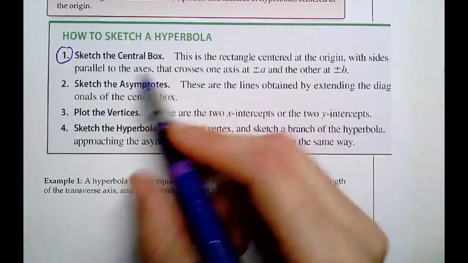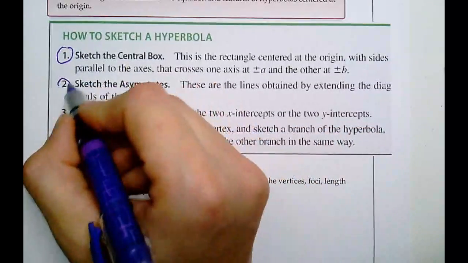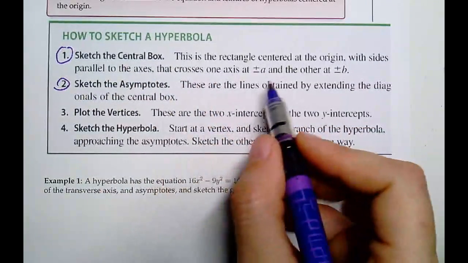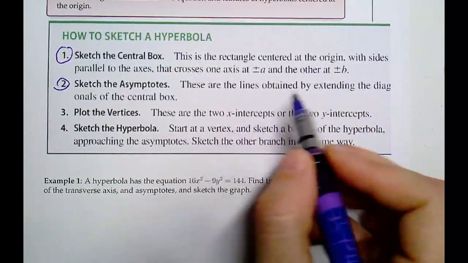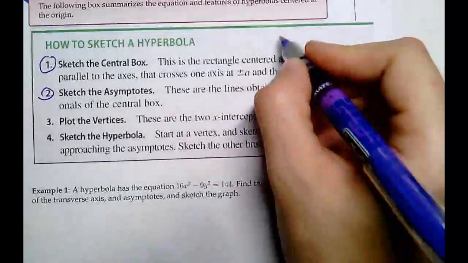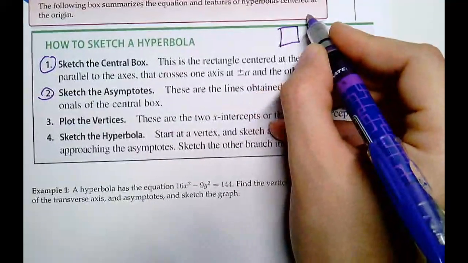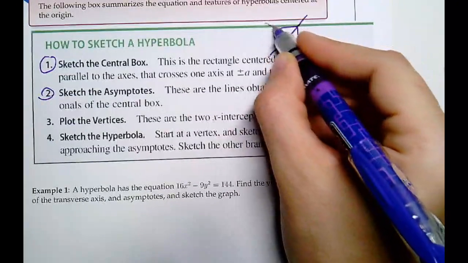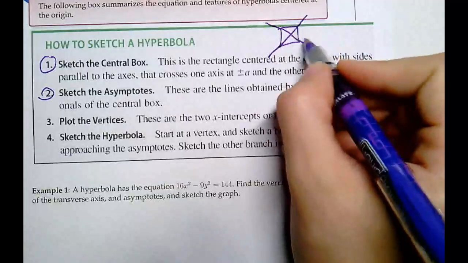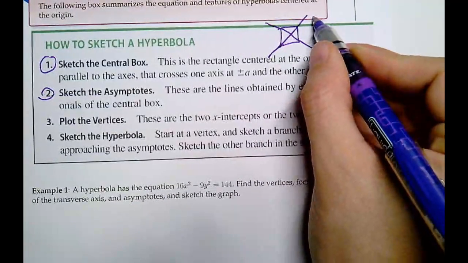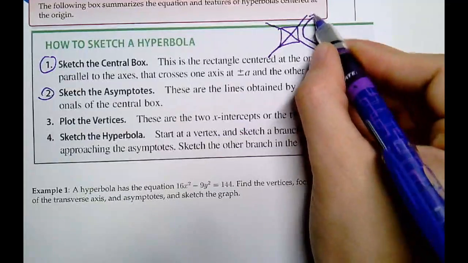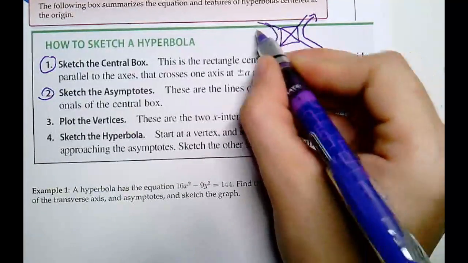And then we're going to sketch the asymptotes, which are just going to be the lines that extend from the diagonal of the central box. So once I have the central box, the asymptotes are going to be these lines that are diagonal extensions of the box, and then the hyperbola is just going to be graphed like that.